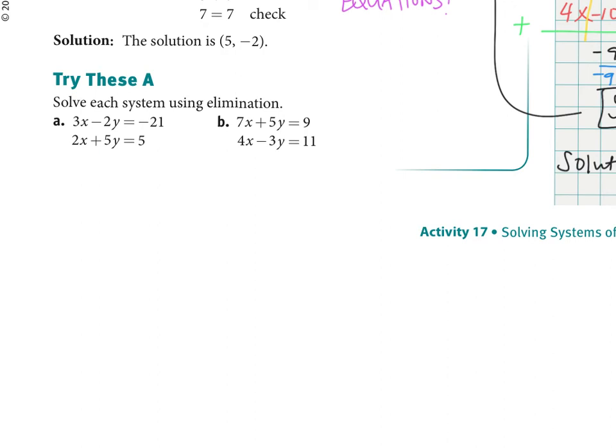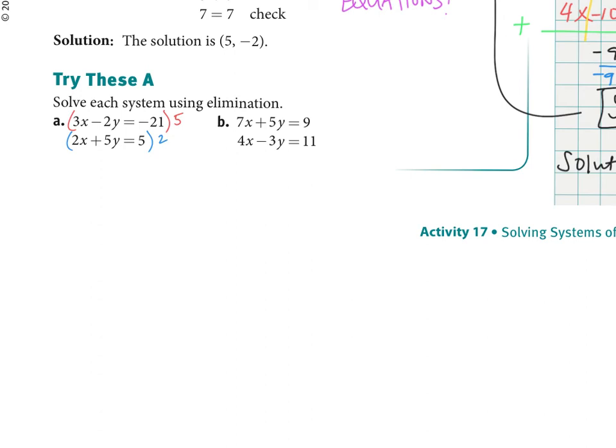All right, so for me, I would multiply my top equation by 5, and I'd multiply my bottom equation by 2. Now, again, we don't have to make this 10y. I could make it 20y. I could make it 30y. I just always try to choose the lowest number possible. And I know the lowest number that 2 and 5 both multiply into is 10.